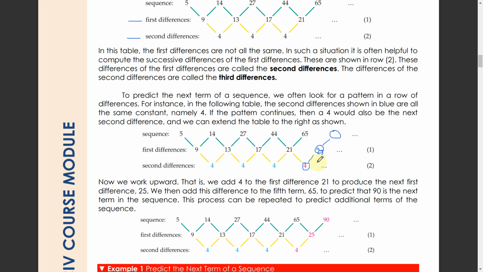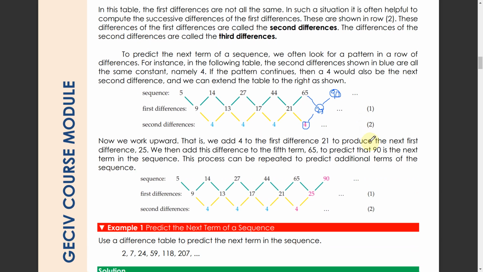Then we add this difference to the fifth term, 65. There is an arrow icon here showing the connection. So we add it to predict the next term, which is 90. As we did earlier, 5 plus 9 is 14, 14 plus 13 is 27, then 27 plus 17 is 44, 44 plus 21 is 65, then 65 plus 25 is equal to 90, no? So we have predicted that the next term in our sequence is 90.